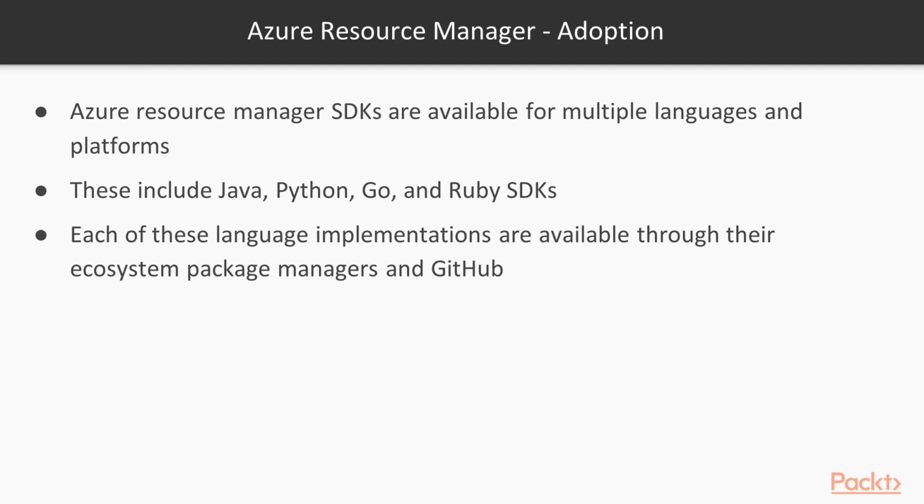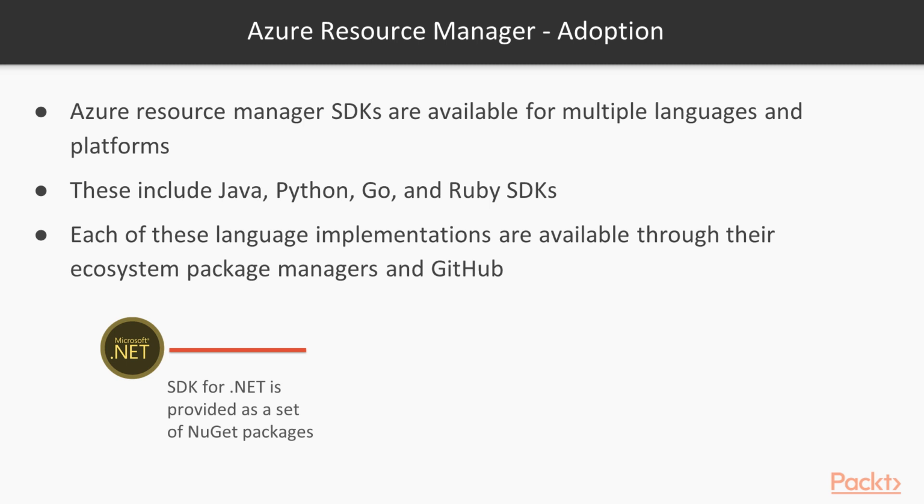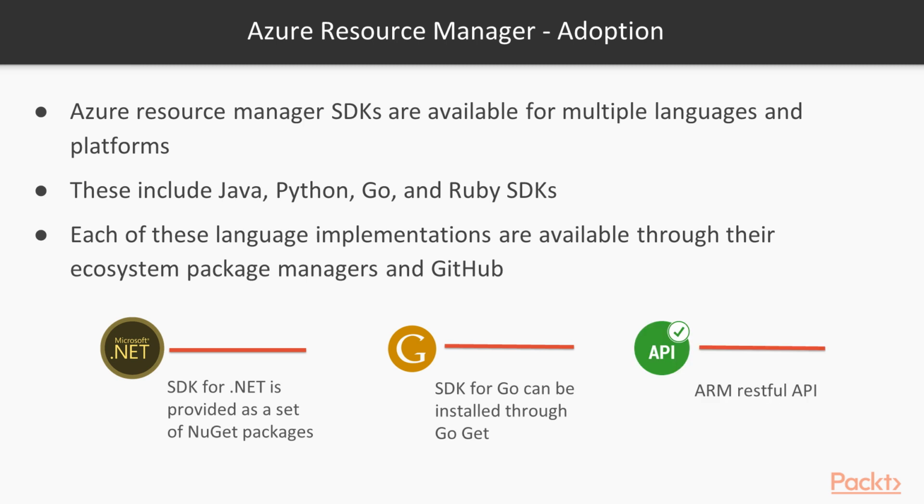Azure Resource Manager SDKs are available for multiple languages and platforms. These include Java, Python, Go, and Ruby SDKs. Each of these language implementations is available through their ecosystem package managers and GitHub. For example, the SDK for .NET is provided as a set of NuGet packages. The SDK for Go can be installed through go get, and the Azure platform is completely accessible via the REST API.